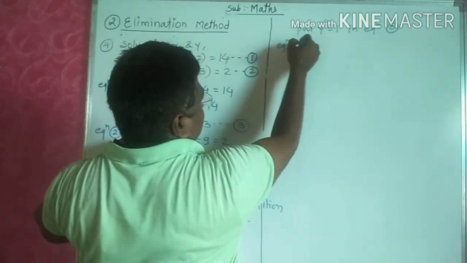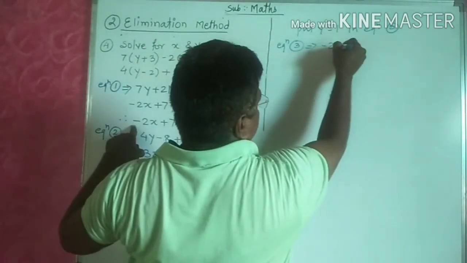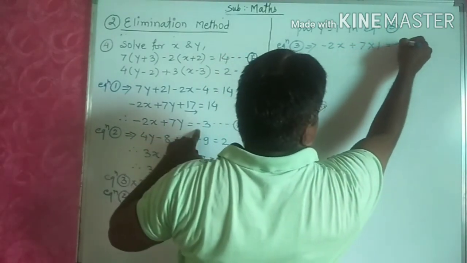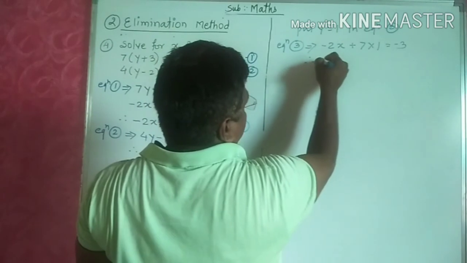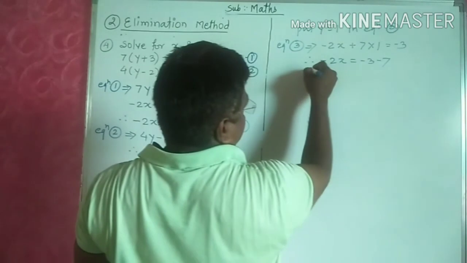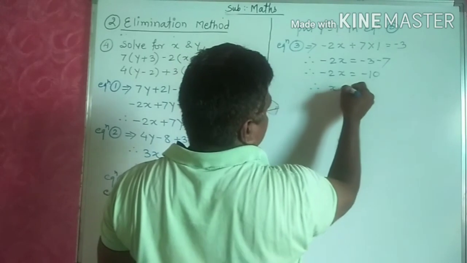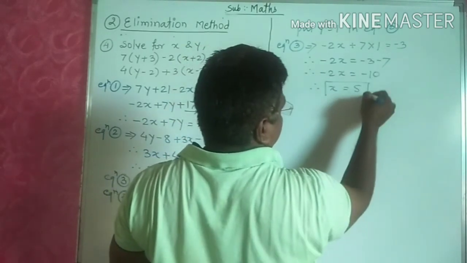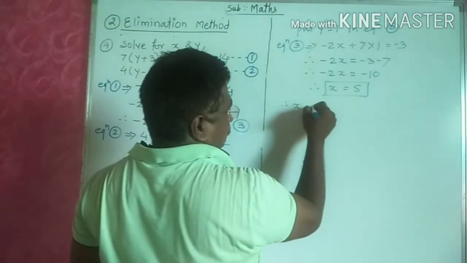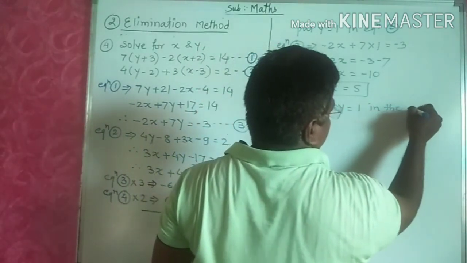So equation 3 becomes, so what will we get? Minus 2x plus 7 into 1 equals minus 3. So what will we get? Minus 2x equals minus 3 minus 7. Minus 2x equals minus 10. So therefore x equals 5. So x equals 5 and y equals 1 is the solution.